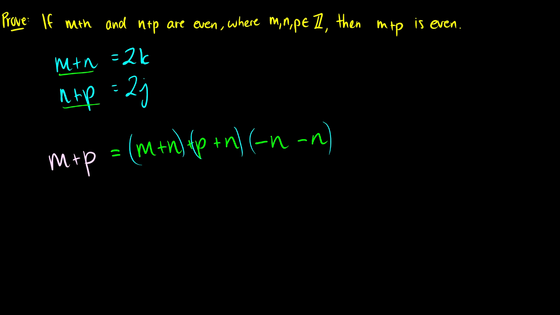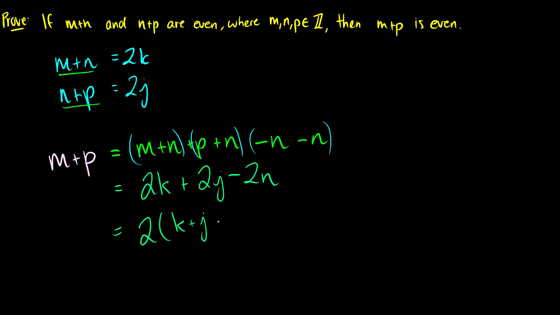This is the same thing as saying m plus n is the same as 2k, p plus n is the same as 2j, and minus n is the same thing as minus 2n over 2. So we can factor out a 2. So this is 2 times k plus j minus n. So we know that m plus p is 2 times something. So this means that m plus p is even. So we're done. That's a nice trick you can do there.